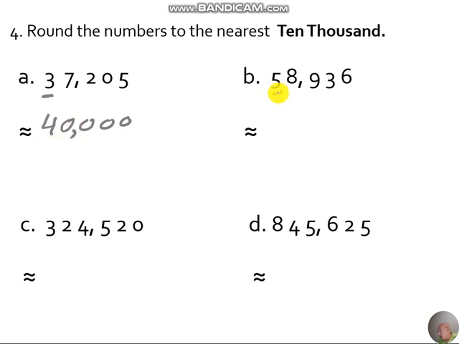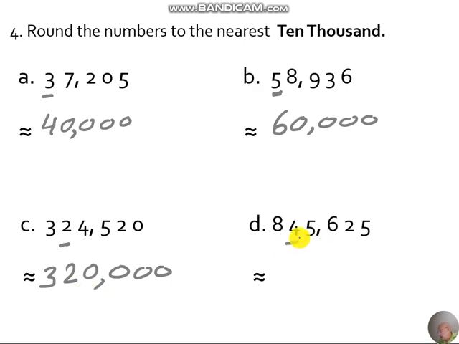This is the 10,000 place. 8 is rich. I add 1 here. It became 6. These 4 digits became 4 zeros. This is 1,000. This is 10,000. 4 is poor. And 2 stays the same. And these 4 digits, I write 4 zeros.